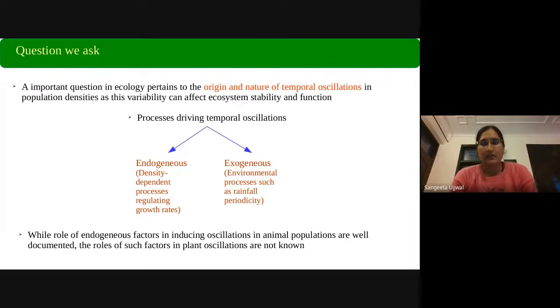Endogenous factors are basically density dependent processes. What do we mean by density dependent processes? These are the processes that control the growth of individual plants. Endogenous factors will include the growth rate of the plant, the mortality rate of the plants, and so on. So these are species dependent. A particular species will have a certain growth rate or mortality rate, or their ability to take water from the soil, or they will have a certain evaporation rate, and so on and so forth. So these are endogenous factors which are specific to plants of a certain species.